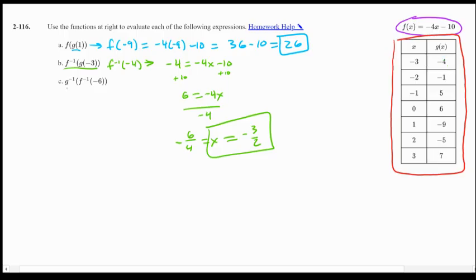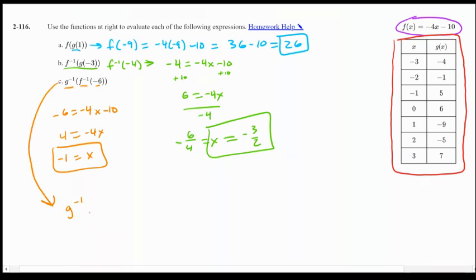Last one here says the inverse of g of the inverse of f of negative 6. And so the first thing that we do is we're going to do that equation. So negative 6 equals negative 4x minus 10. And I'm going to solve. So add 10 to both sides to get 4. Divide by negative 4 to get negative 1. So what that means is that we now have g inverse of negative 1.